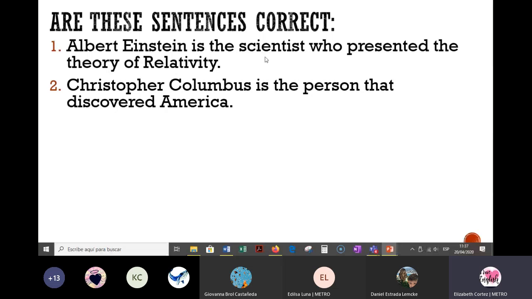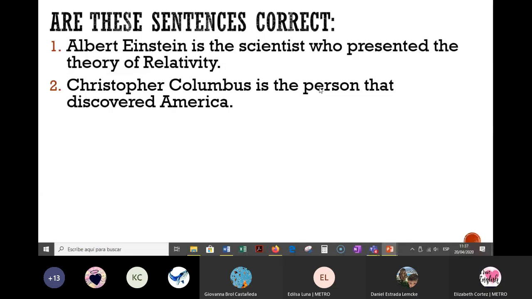So you always have to choose the best noun to describe your subject. Daniel, for example, in this sentence, Christopher Columbus is the person. I want you to be more specific. What else can you write instead of person? The man. The man, but that's still general. What was Christopher Columbus? The discoverer of America. All right, the discoverer. But if I say Christopher Columbus is the discoverer that discovered, that's redundant. So what else can I use here?